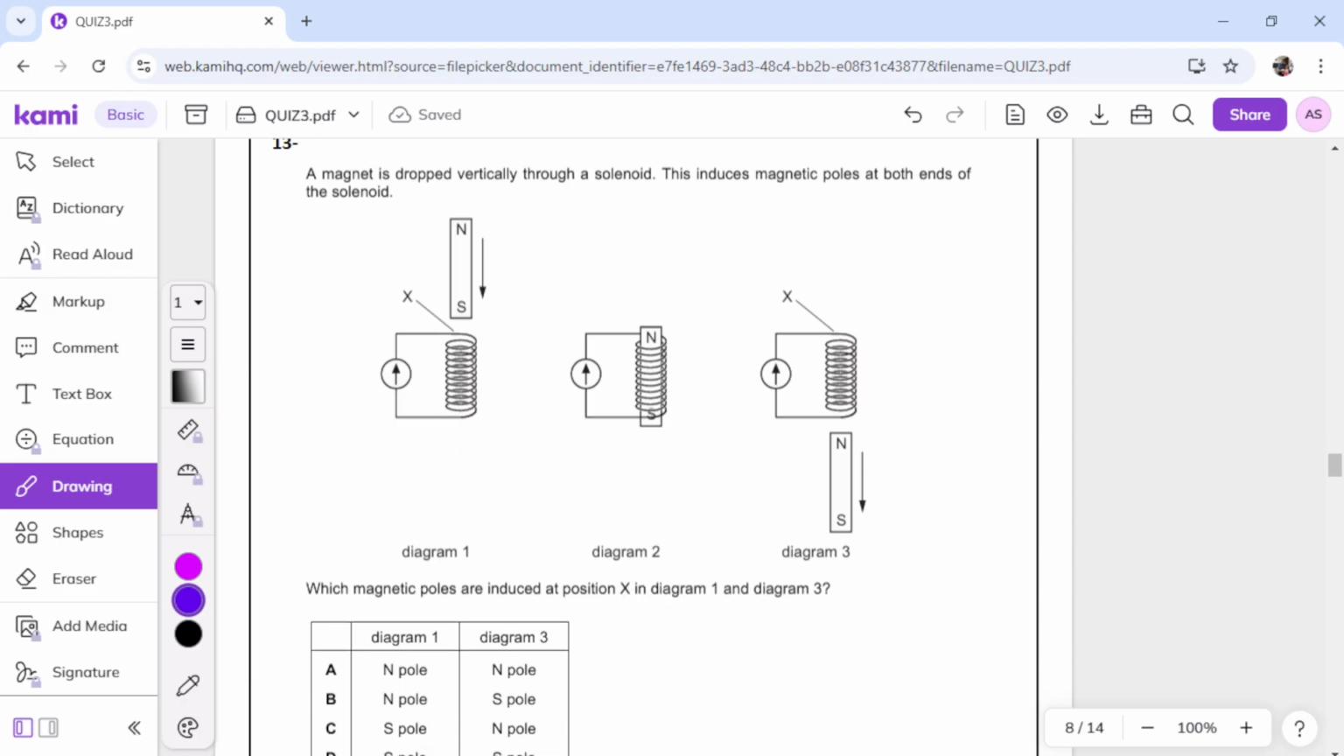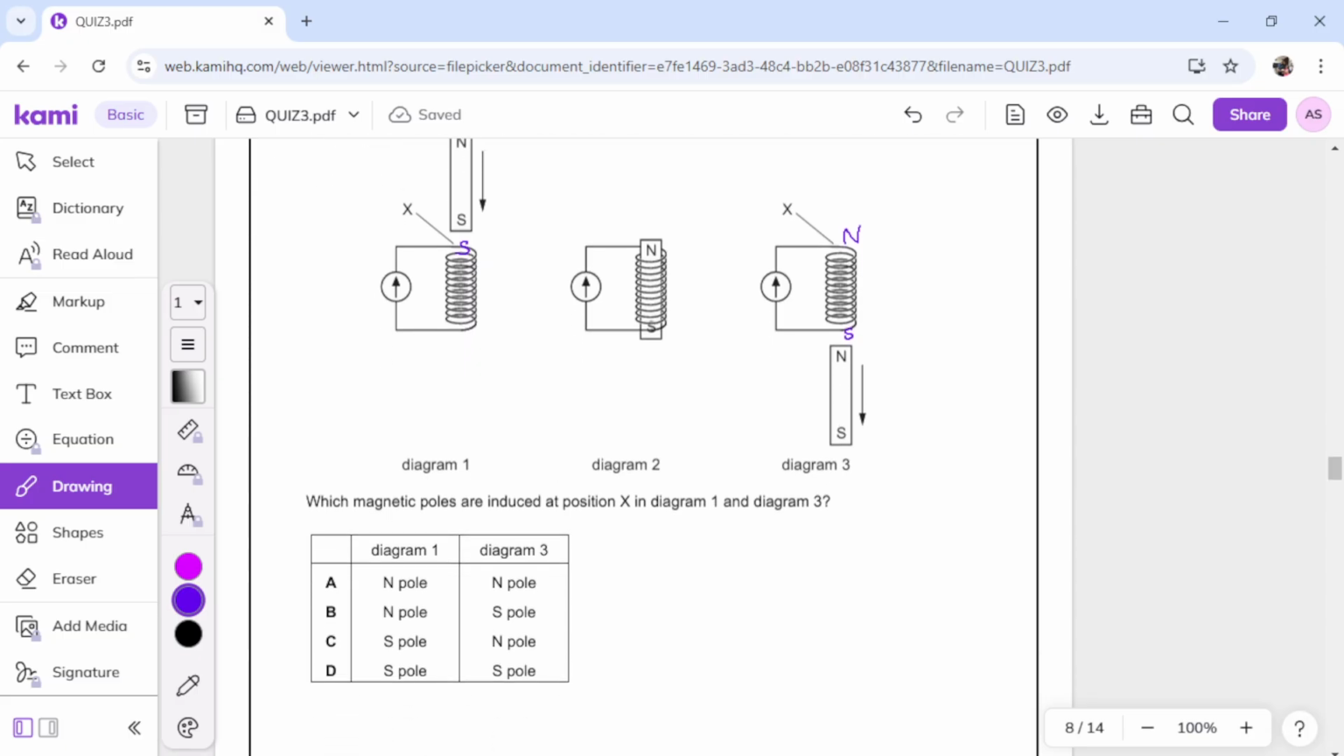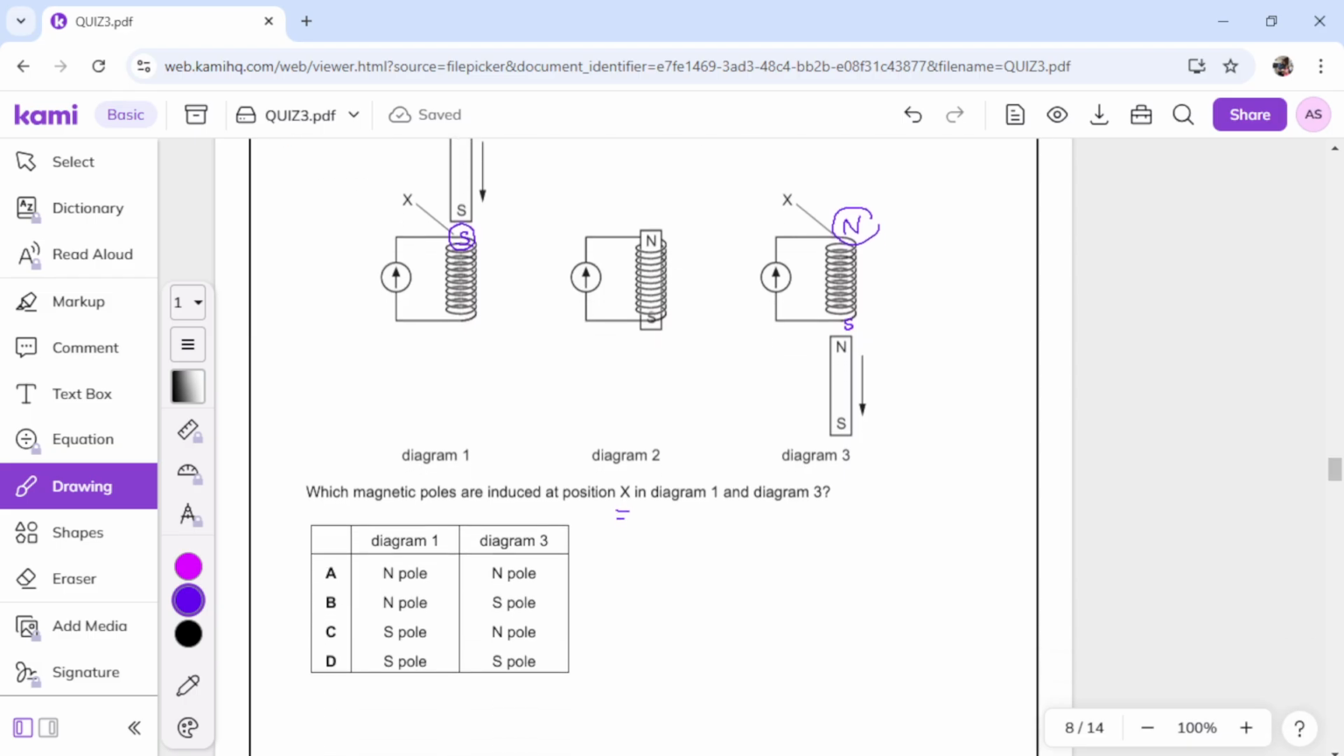A magnet is dropped vertically through a solenoid. This induces a magnetic pole at both ends. Okay, so now again, X will be S, and this will be N, because the magnet is moving away. He asked which magnetic poles are induced at position X. So I solve it. X is S, then the other will be N. So I will choose S and N. So this will be C.